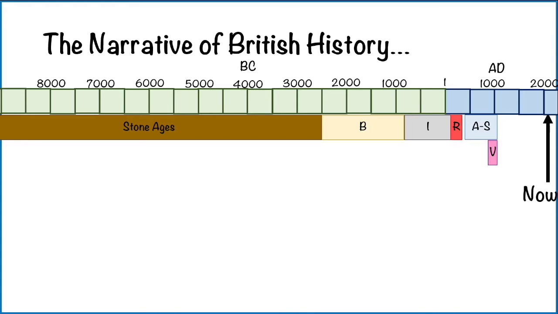The longest period you can see on here by far is the Stone Ages, Paleolithic, Mesolithic, Neolithic, followed by the Bronze Age and Iron Age. In school, you might spend the same amount of time learning about all of those periods called prehistory and the Romans, but the duration is massively different.